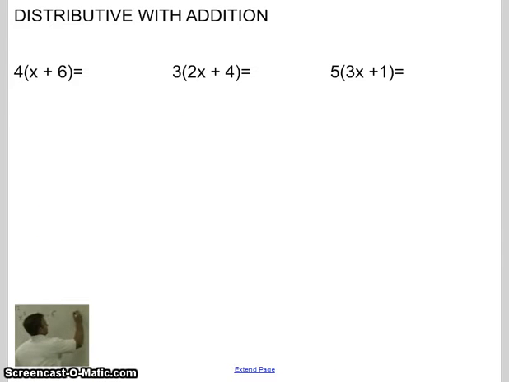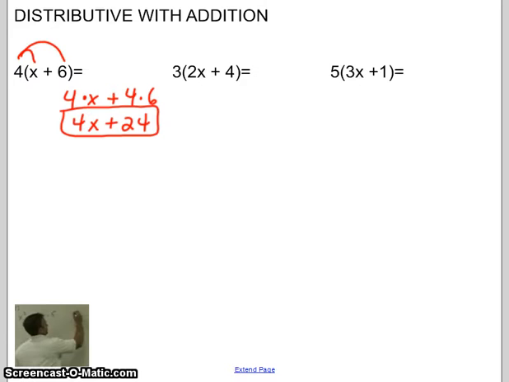Again, distributive with addition, everything's going to turn out positive. So it's 4 times x plus 4 times 6. 4x plus 24.